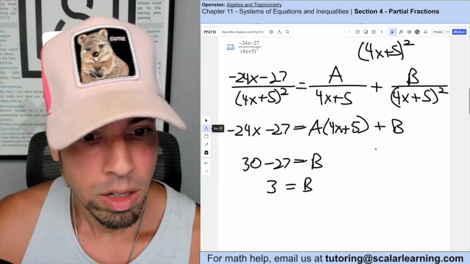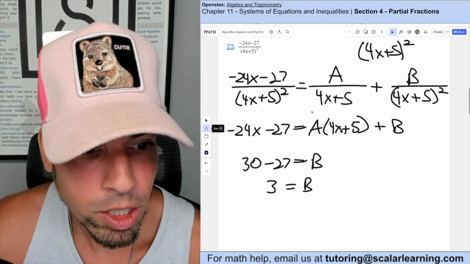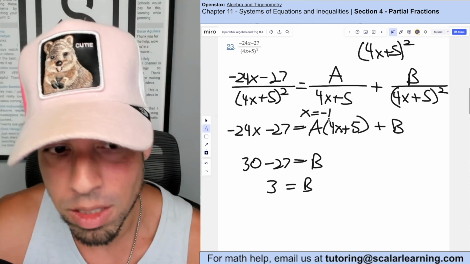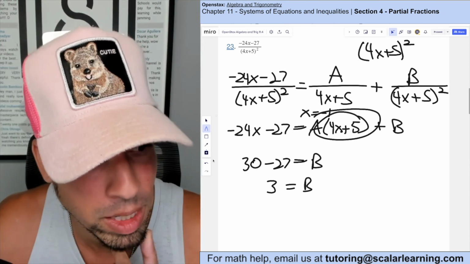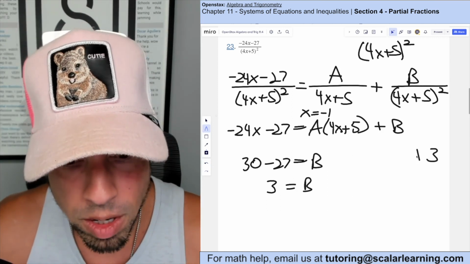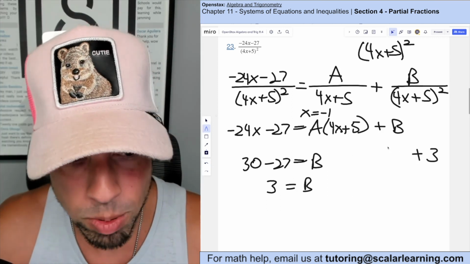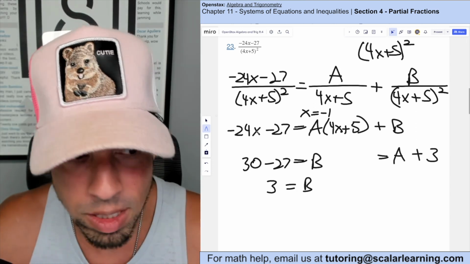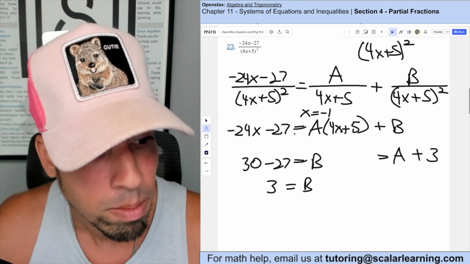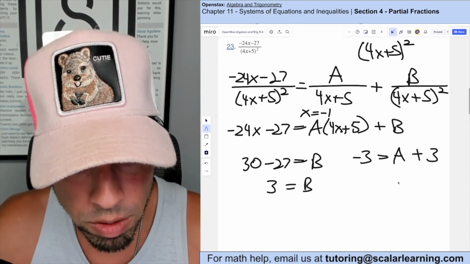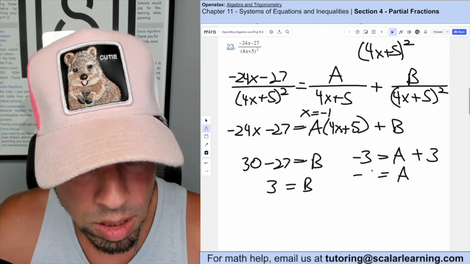Now we got b. Now we're going to go back to this original equation. I'm going to choose my next value to be -1. That's sort of arbitrary. It doesn't matter. I'm just doing it because it's going to make this go to 1, because I already know what b is. B is 3. And if I plug in -1, I get -4 plus 5, which is 1, 1a. And then on the other side, -1 times -24 is 24, minus 27 is -3. Then we're going to subtract 3 from both sides, and we get a equals -6.